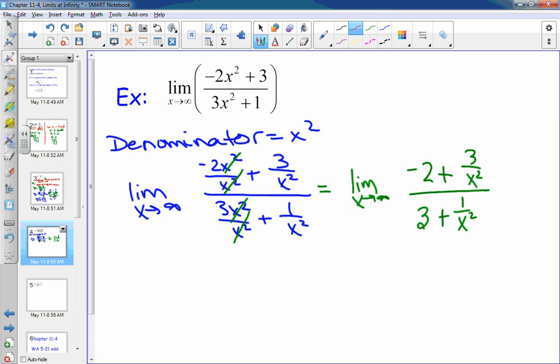So what happens to this right here? What does that turn into? That turns into a 0, and this turns into a 0. So what is my limit going to approach? Negative 2/3. As x gets really big, it's going to approach negative 2/3. Do we understand that?